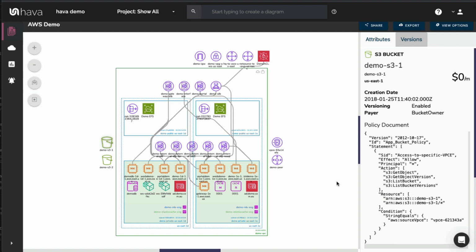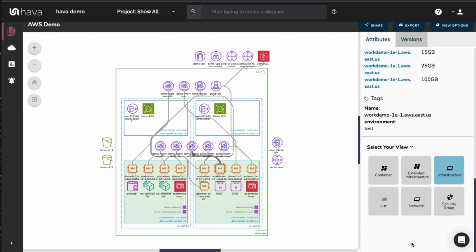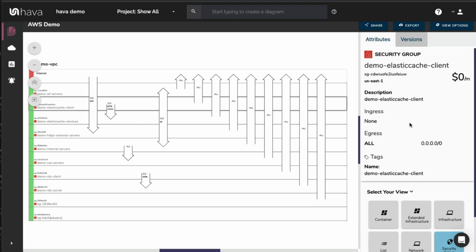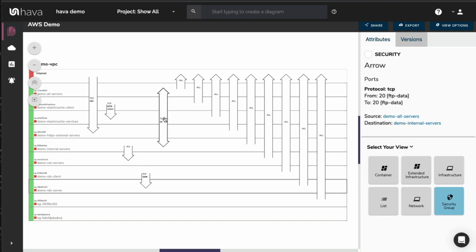We also have a security view that allows you to see the security groups in isolation. And again, the attribute pane is interactive, so as you select elements on the security view, you also get to see traffic flow that's overlaid on top. So we can see that we're going from port 443 straight in from the internet.